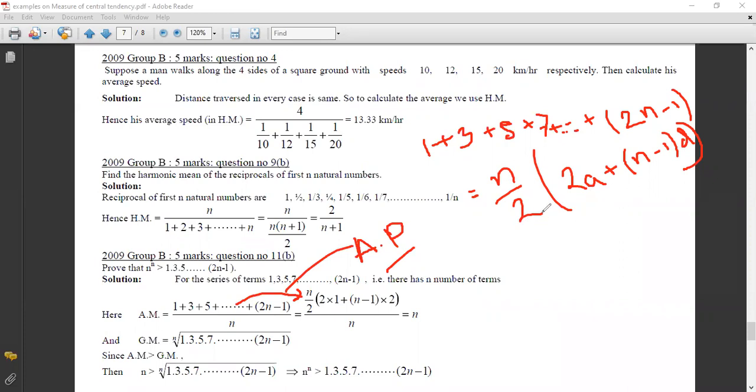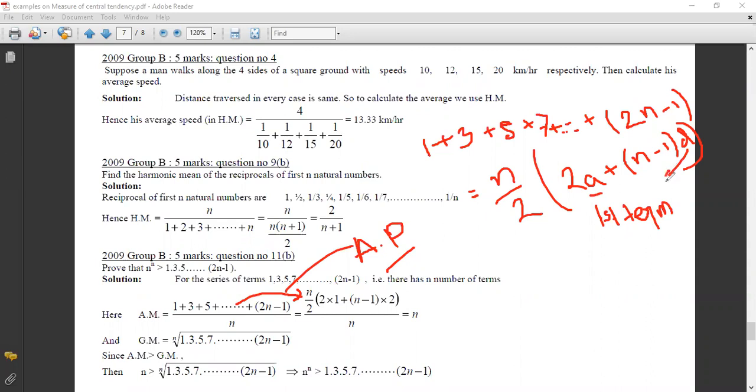Okay, 10টা সংখ্যা থাকলে 10 by 2, 50টা সংখ্যা থাকলে 50 by 2, 100 number of item থাকলে 100 by 2 into 2a. a is the first term, প্রথম সংখ্যা, ফার্স্ট টার্মটা কত? 1, তাই তো? 1 is the first term, plus n minus 1 into d.